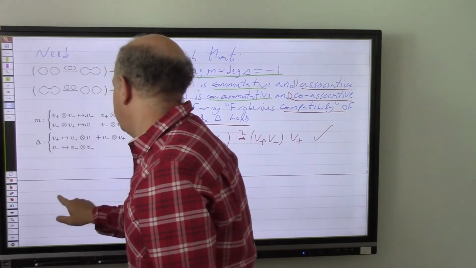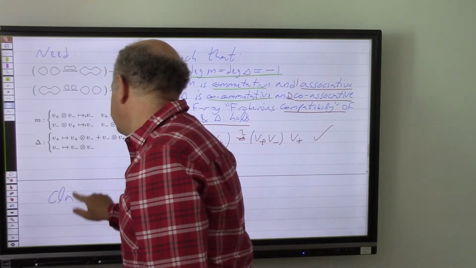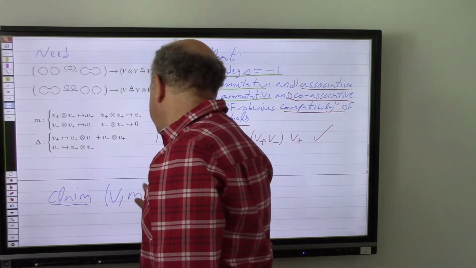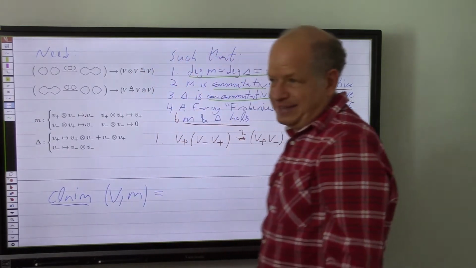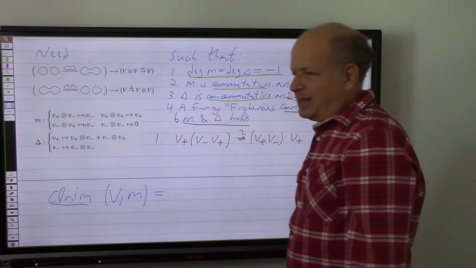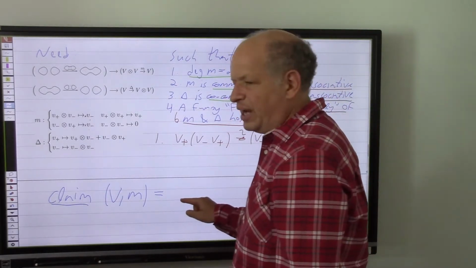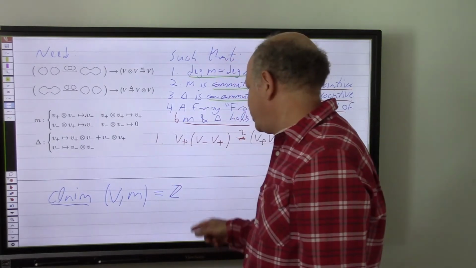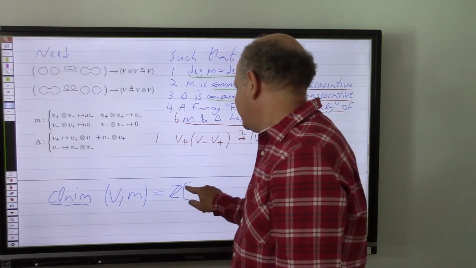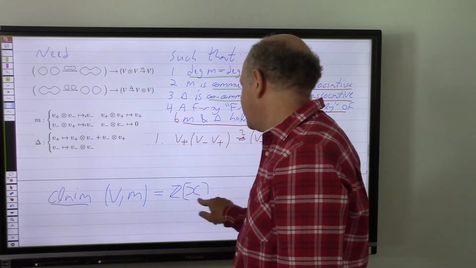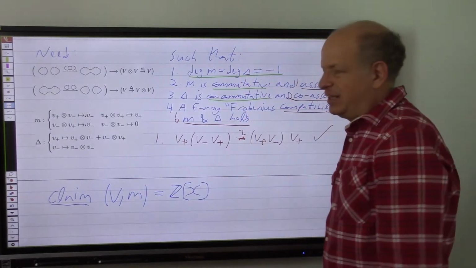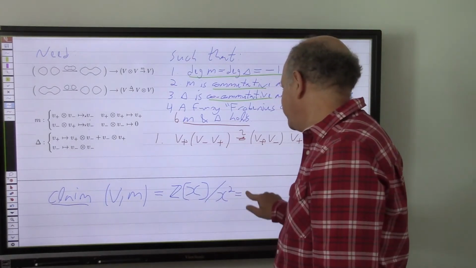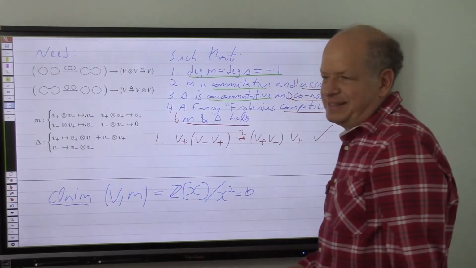So claim, just a minor claim, just good to know. If you look at the vector space V with the multiplication M, well, that's an algebra, and I claim that this is the algebra, let's work over Z for no reason whatsoever. So this is the algebra of polynomials in the variable x modulo x squared is equal to 0. So it's really a simple thing.